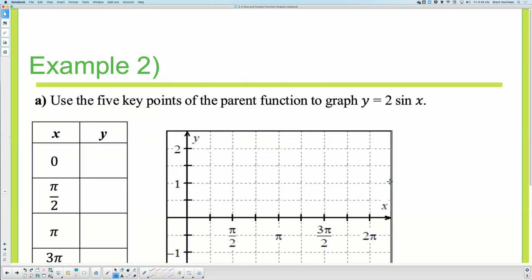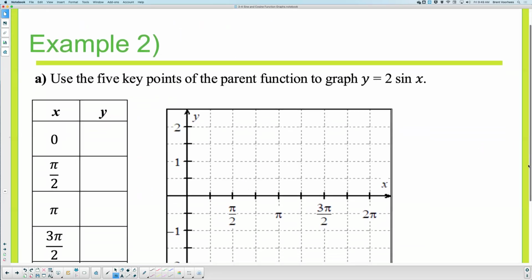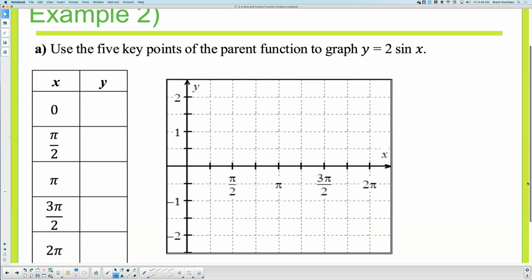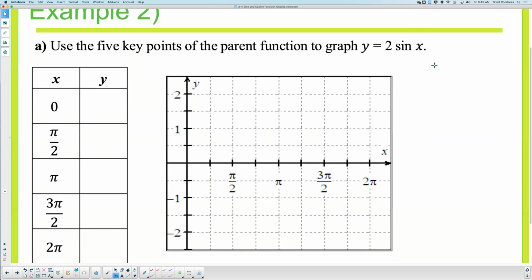Let's go to example 2. Now, let's talk about what would happen here. It says use the 5 key points of the parent function to graph y equals 2 sine x. I have a question for you. This 2 right there, would you say that's on the inside with x or is it on the outside?